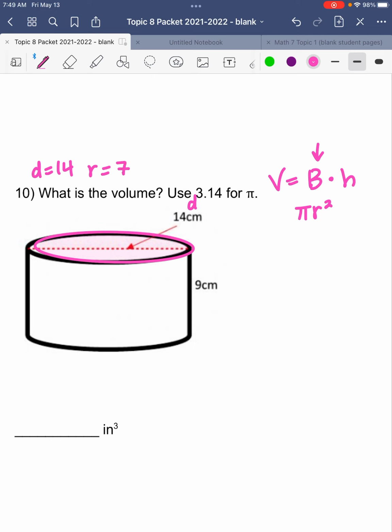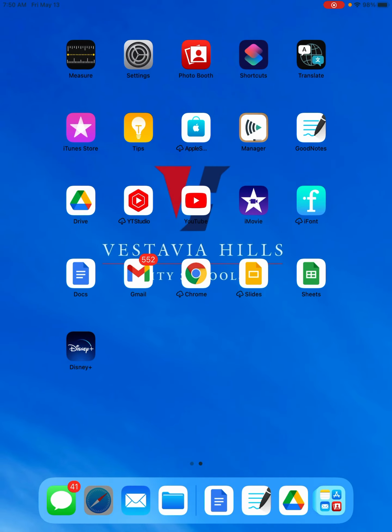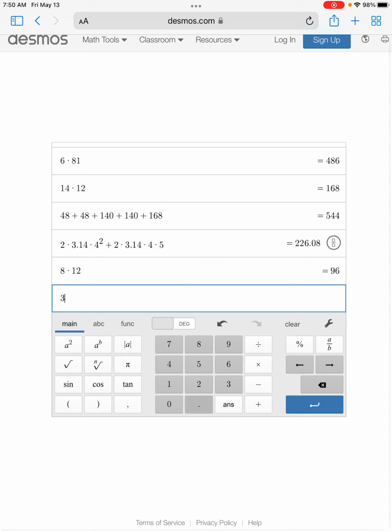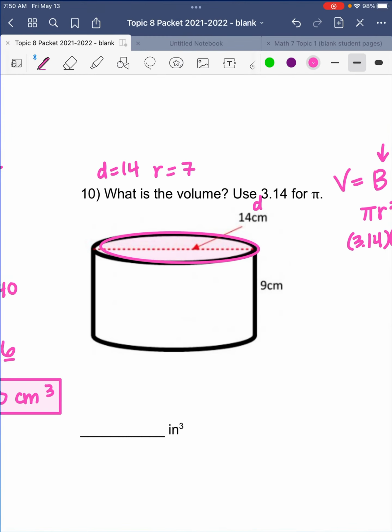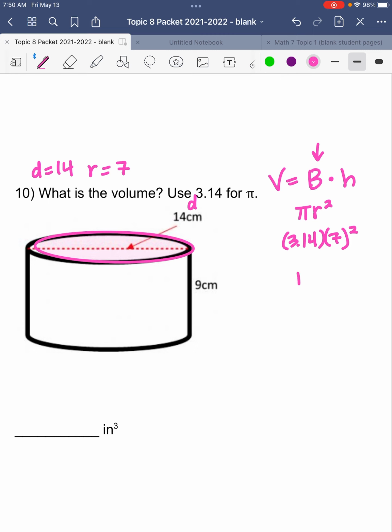So to find the area of the base, we're going to use 3.14 for pi. We're going to multiply that times 7 squared. And I'm going to go ahead and put that into my calculator. So we have 3.14 times 7. Hit that square button to square it, and I get 153.86. So the area of the base is 153.86.